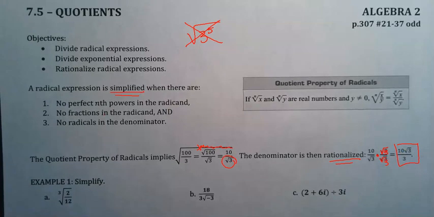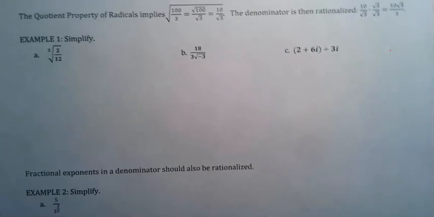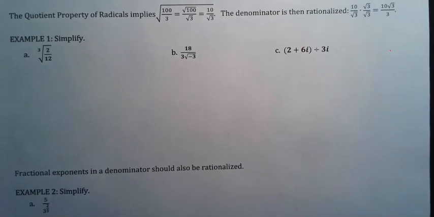Okay, so let's start solving some of these. So let's look at, I'll leave that up there a bit, example 1, A there. We want to simplify the cube root of 2 twelfths. Well, first of all, 2 and 12 could be simplified, right? 2 goes into both of them. So this would become 1/6. So we've got the cube root of 1 over 6, which is awesome.